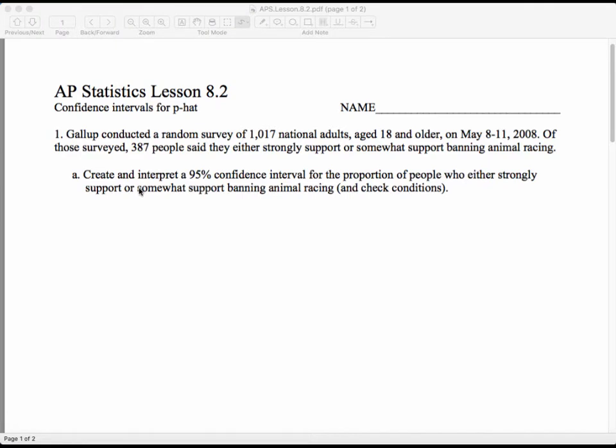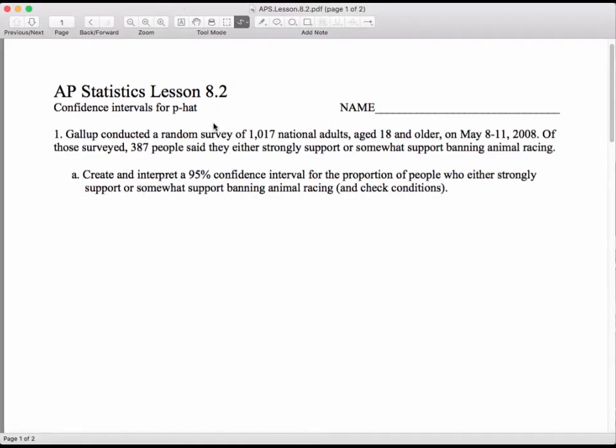So one of the first things that we always want to do, and I think it's sometimes easy to forget, but thankfully they actually gave us a little reminder here. You are supposed to check conditions. So there are 3 conditions that we should already know how to check from Chapter 7. The conditions from Chapter 7 were 3 things.